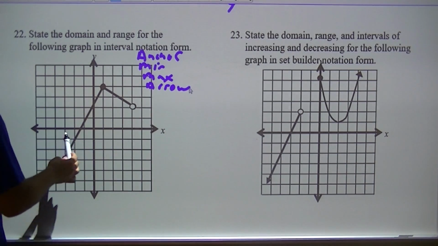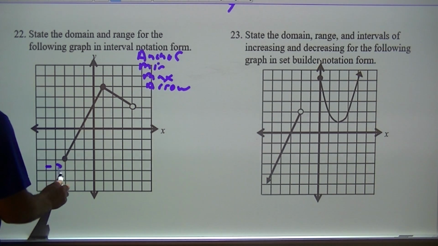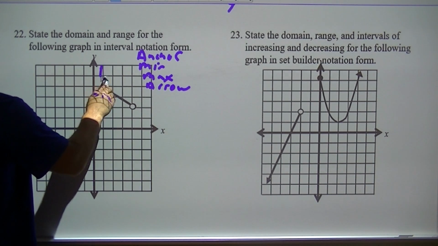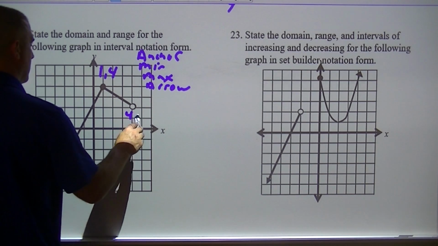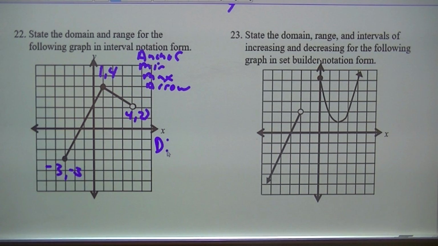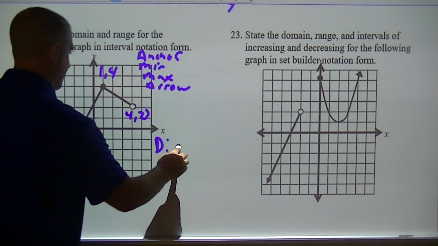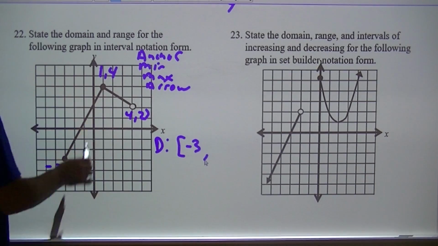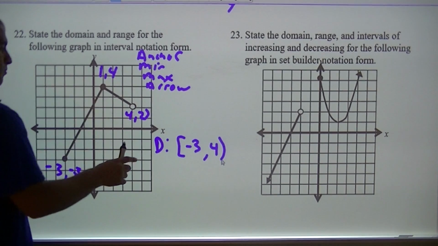So this is 1, 2, 3, 1, 2, 3. So that's (-3, -3). This is 1, 1, 2, 3, 4. This is (1, 4). This is 1, 2, 3, 4, 1, 2. So (4, 2). If I'm doing domain here in interval notation, my smallest x value is negative 3. And since that negative 3 is in a closed dot, that's what I would have. My biggest one is 4. Since that 4 has an open circle, I put a little curved bracket.